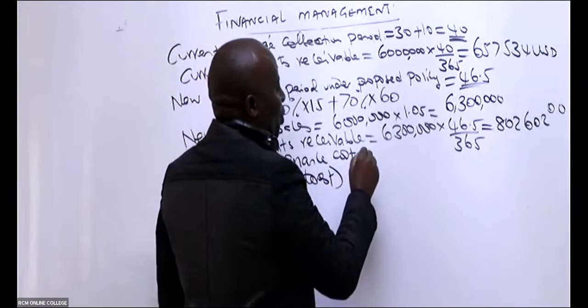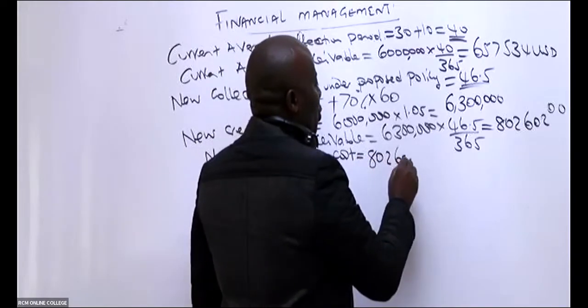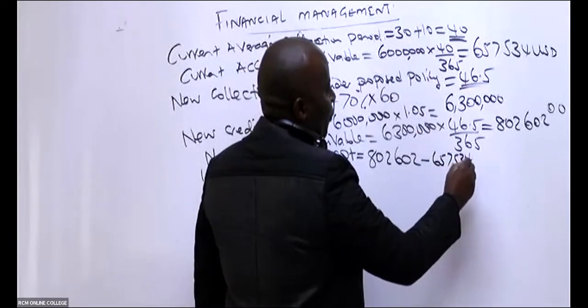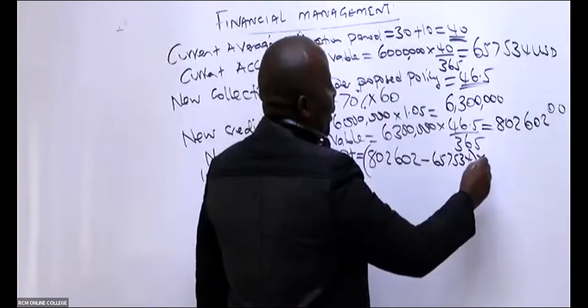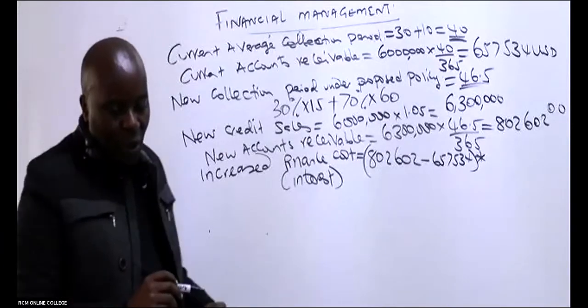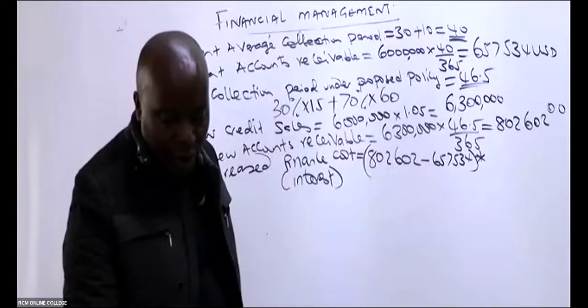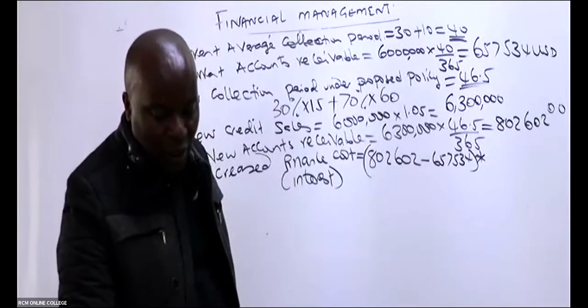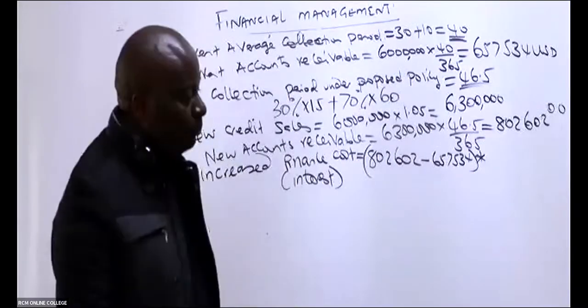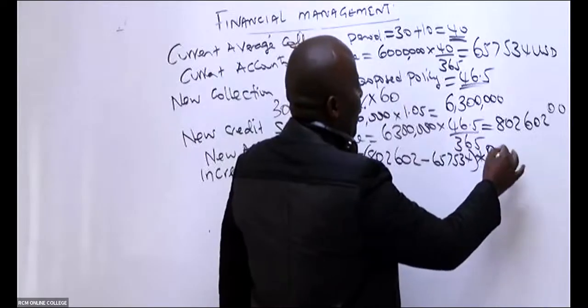Interest, very easy. So my new receivable is 802,602, the money which is outside there, minus the old receivable, 657,534. And then we multiply this with any interest on loan provided in the question. So in the question, do we have any loan facility? Yes. Accounts receivable are financed by an overdraft at an annual rate of 7%. So times 0.07. This is a cost we are suffering ourselves.